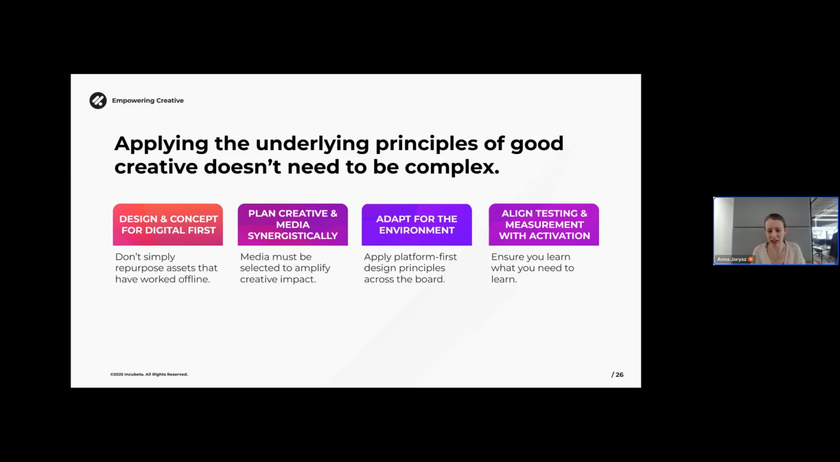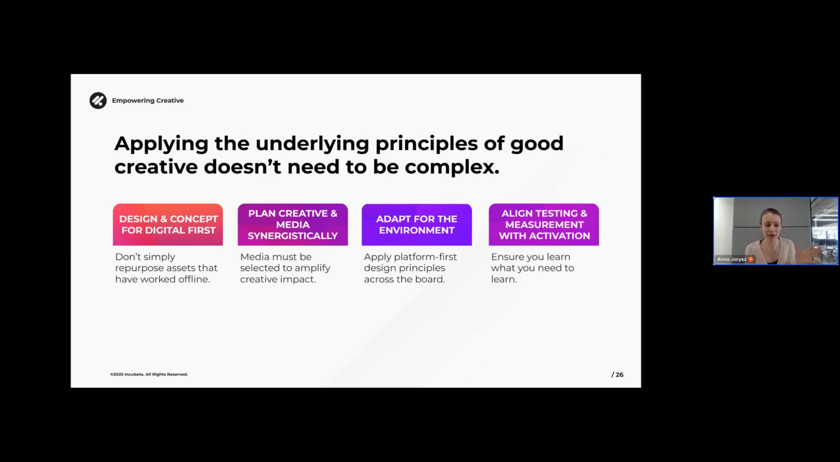And then finally, it's making sure that testing and measurement is aligned with overall campaign activation. Again, what we frequently see is the media campaign is optimizing, say, to a ROAS, and the creative is optimizing to CTR. We need to be all on the same page in terms of how we approach that.